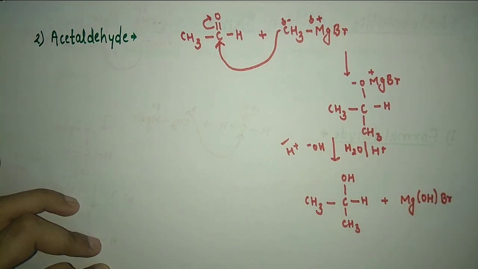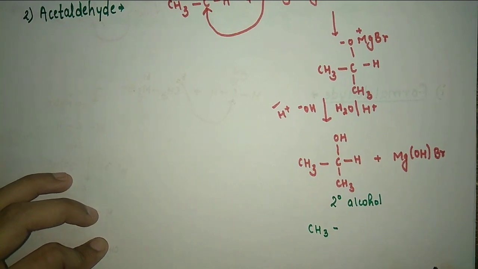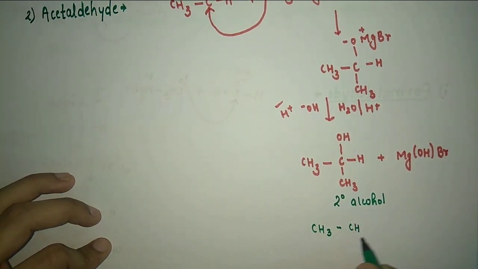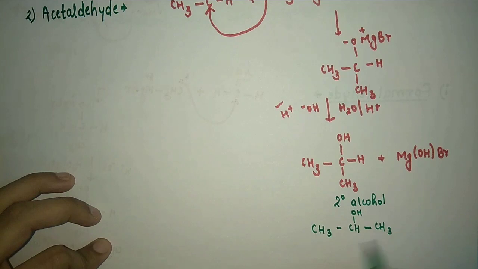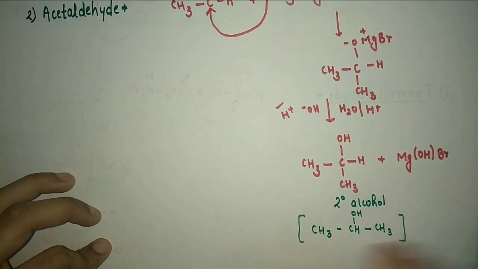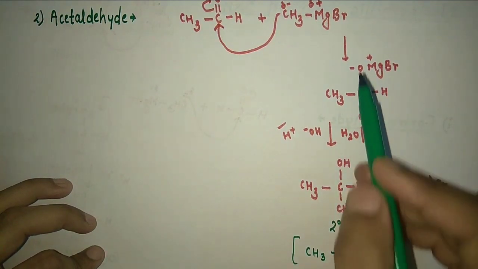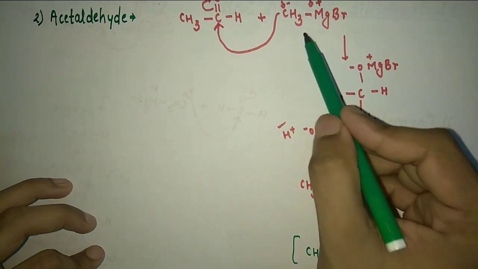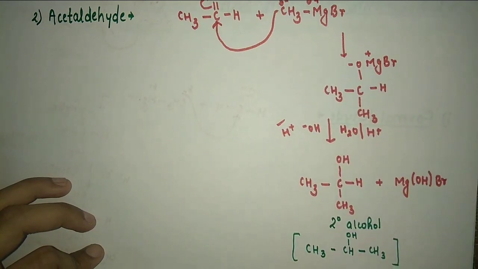So what is forming as the product? Our secondary alcohol. This is our secondary alcohol, that is CH3, CH, OH, CH3. Okay, so the secondary alcohol is forming when we react acetaldehyde with Grignard reagent. So if anyone asks how you can prepare the secondary alcohol with the help of Grignard reagent, simply we react acetaldehyde with Grignard reagent, we get the secondary alcohol.